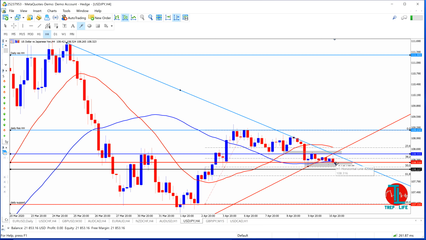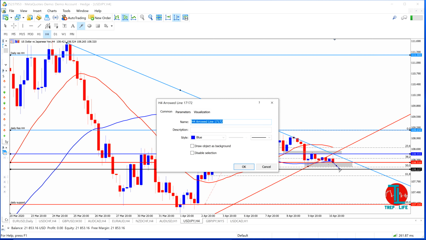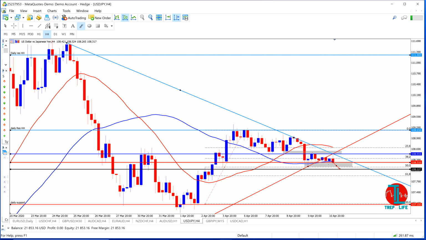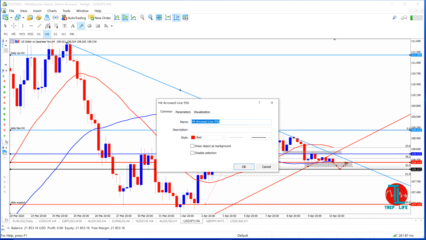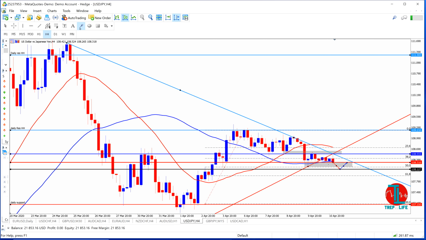What I'm looking for is a potential pullback here. Let's mark that. This is simple stuff, guys. This is real Forex 101. All right, get this bounce here. Bounces there, and then we go down here.